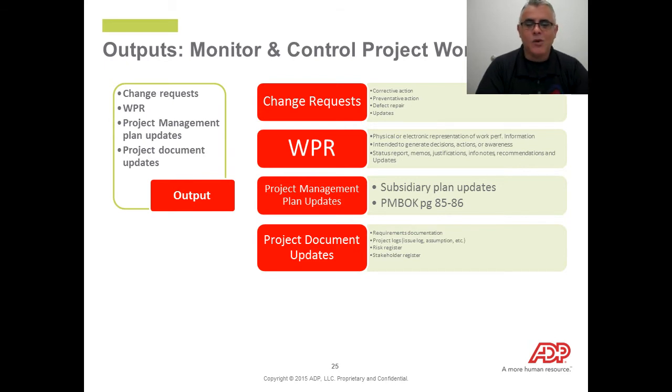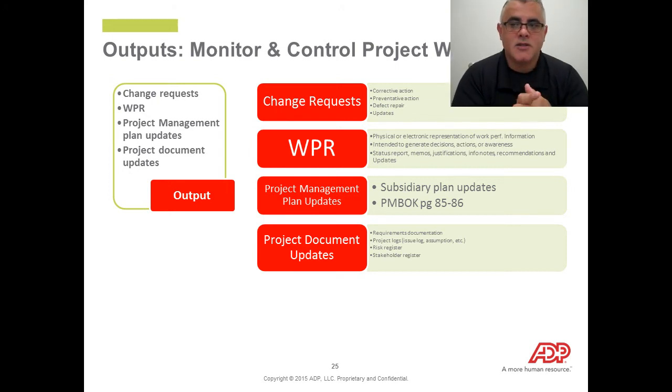Now, let's look at the final output for the monitor and control project work. The output could be that you've identified a change request, or you've taken all the work performance data that came from executing the project, turned it into work performance information, performed analysis on it, and now you're turning it into work performance reports. So that could be a report that is an output of monitoring and controlling. There could be project document updates, project management plan updates based on the information that you've analyzed. But key outputs are change requests and work performance reports.